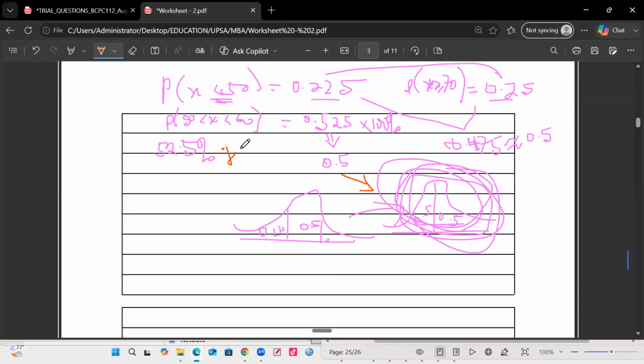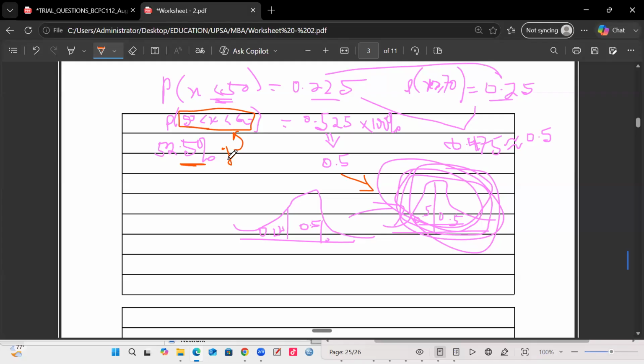52.5%, right? Produce how many? 52.5% of the workers produce how many? They produce between 50 and 60 units. Is that correct? This one in percentage terms is 52.5. They produce between, remember, this one is P between 50 and 60 units. Do you remember that? Yes, sir.